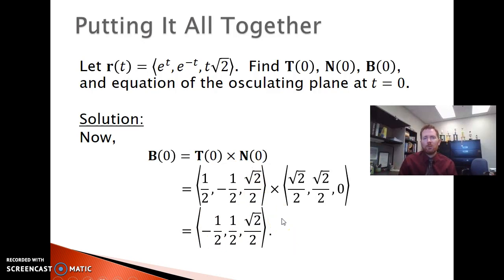Notice I said a normal vector. Therefore, we can use any normal vector to actually find the equation. Why not use one that's a little simpler? For instance, if I were to multiply this vector by 2, I would get (-1, 1, square root of 2), and that's an easier normal vector to work with.